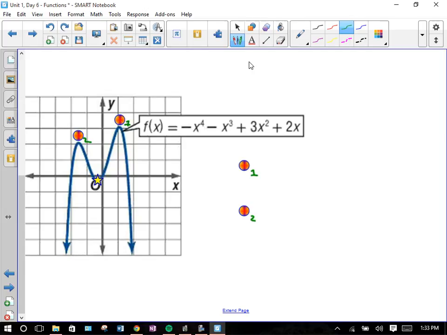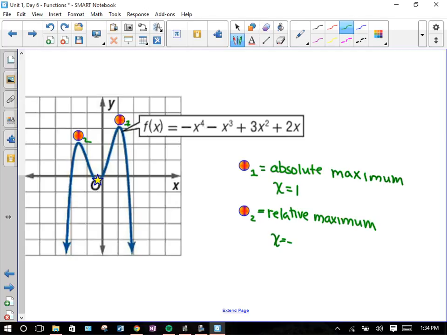Alright, rainbow 1 represents what? Absolute maximum. Why is it an absolute maximum? Can we estimate what that x value might be? We'll say 1. Find the other. Okay. Rainbow 2 represents what? A relative maximum. Good. And that next value will be what? X equals -1.5.